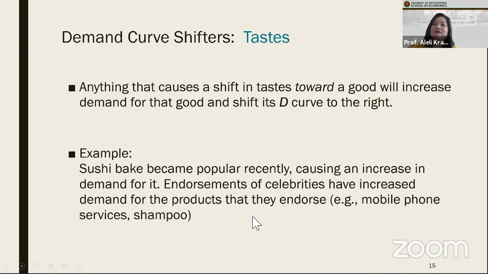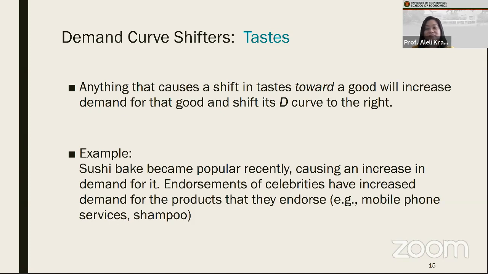Example, the sushi bake, that became popular recently, causing an increase in demand for it. Of course, endorsements of celebrities have also increased demand for the products that they endorse because somehow they have shifted the taste of people. So, for example, the Korean stars that are now endorsing your mobile phone services. You would expect that if people suddenly want to be like their Korean idols, then they would increase the demand for the mobile phone services that these stars are endorsing.